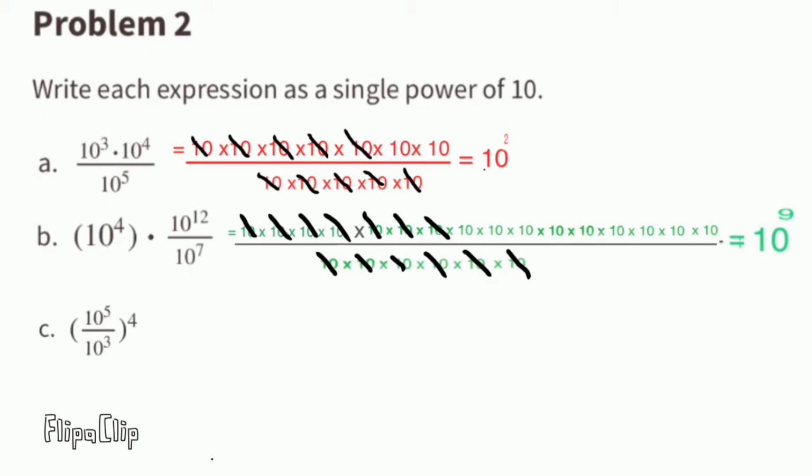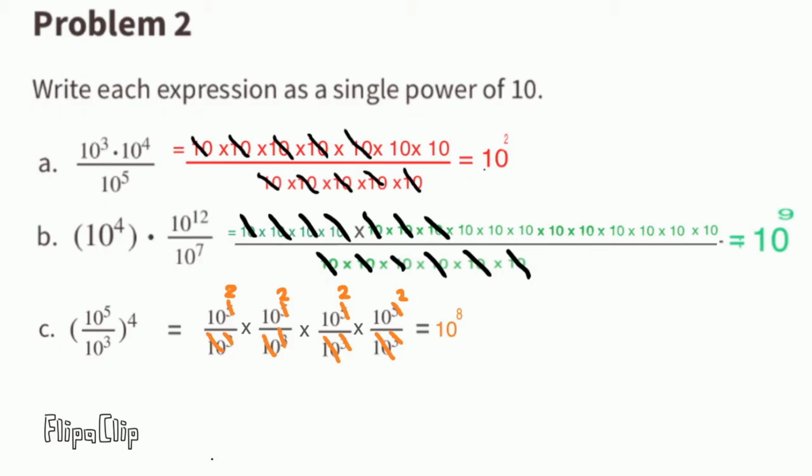C. 10 to the power of 5 divided by 10 to the power of 3, all to the power of 4. This means that we'll have 10 to the power of 5 times itself 4 different times over 10 to the power of 3 times itself 4 different times. Again, we're going to cancel them out, so we can cancel out 10 to the power of 3 on the bottom, turn that into an imaginary 1, and take away 3 from 10 to the power of 5, and that becomes 10 to the power of 2.